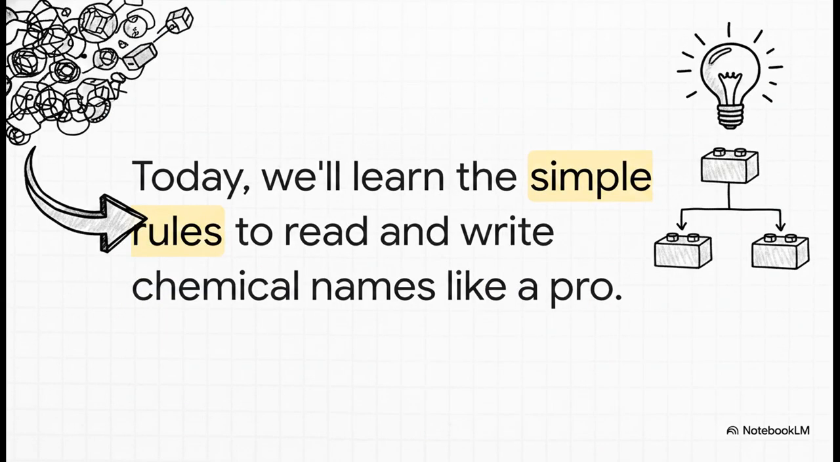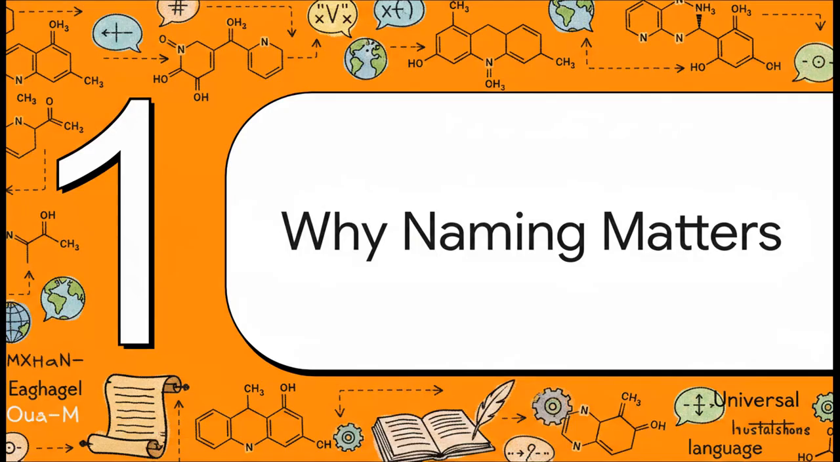In this explainer, I'm going to show you the simple rules behind these names so you can read and write them with total confidence. Seriously, by the end of this, that crazy-looking name from before is going to seem perfectly straightforward. Okay, but why? Why do we even need this whole complicated-looking system?